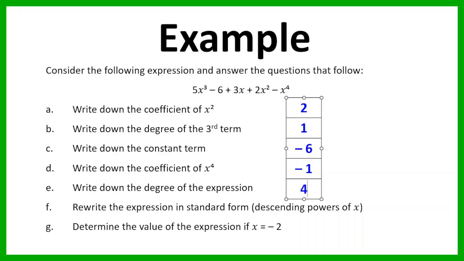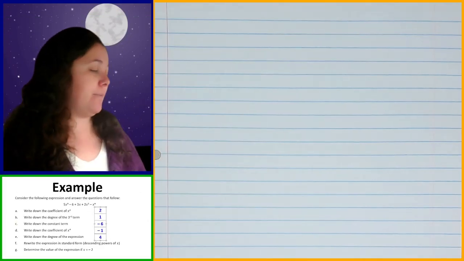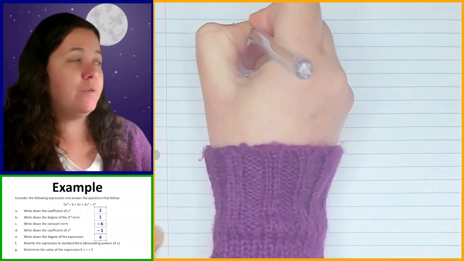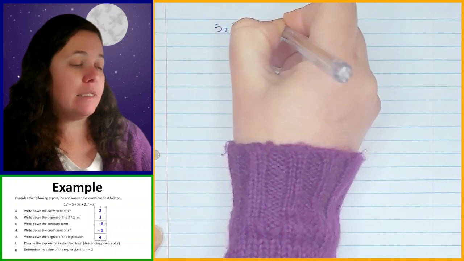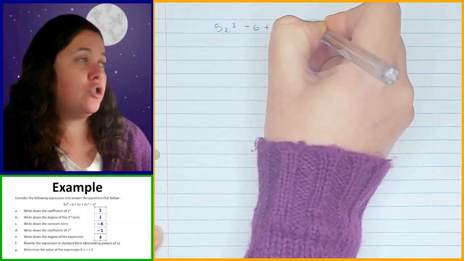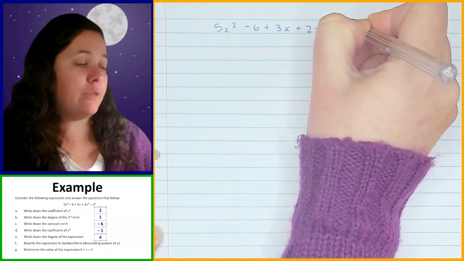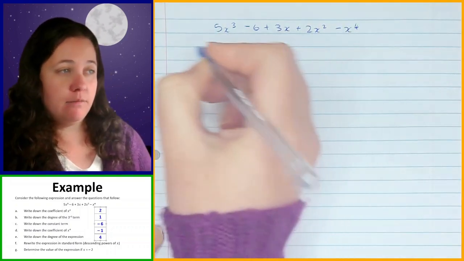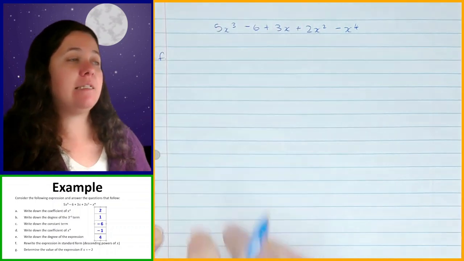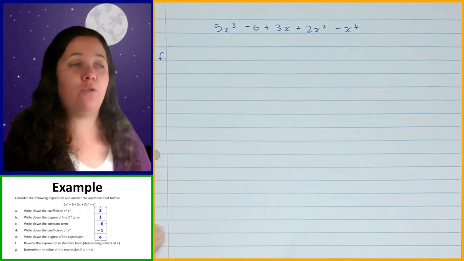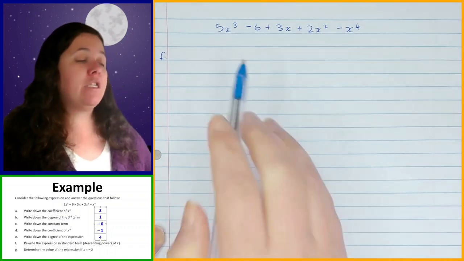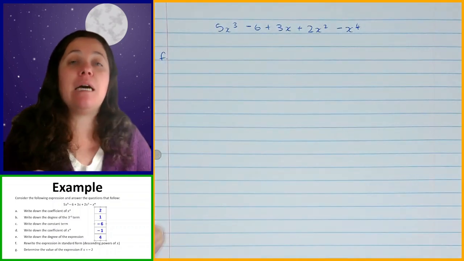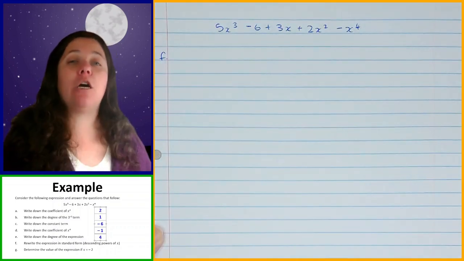Okay, so over here, let me just write down the expression: 5x cubed minus 6 plus 3x plus 2x squared minus x to the power of 4. So that is the expression as they gave it to me. Now, for question f, we have to write it in descending powers of x, or in standard form. So what I'm going to do is take each term, starting with the term that has the highest exponent, and write them down in descending order.